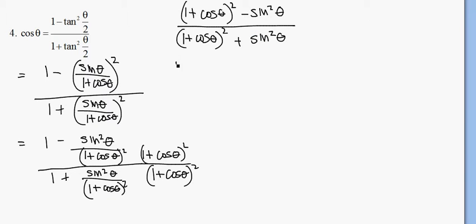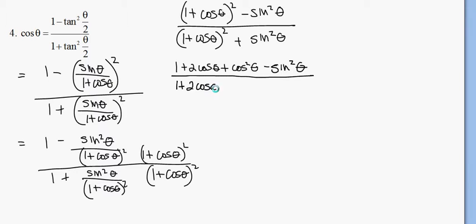Now I'm going to multiply this, so I get 1 plus 2 cosine theta plus cosine squared theta. Oops, that's a minus. Minus sine squared theta, all over 1 plus 2 cosine theta plus cosine squared theta plus sine squared theta. Okay, so this sine squared plus this cosine squared equals 1. Since I want my final answer only in terms of cosine, I'm going to change this sine squared into 1 minus cosine squared theta.